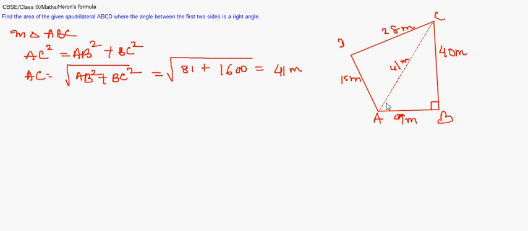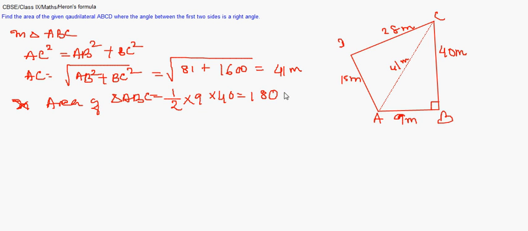We can find the area of triangle ABC by simply applying half base altitude. It is also a right angle triangle. So, area of triangle ABC is half base altitude. So I'm getting 180 meters square. We now need to find the area of this triangle ACD, and then we add it to the area of ABC to get the whole area ABCD.